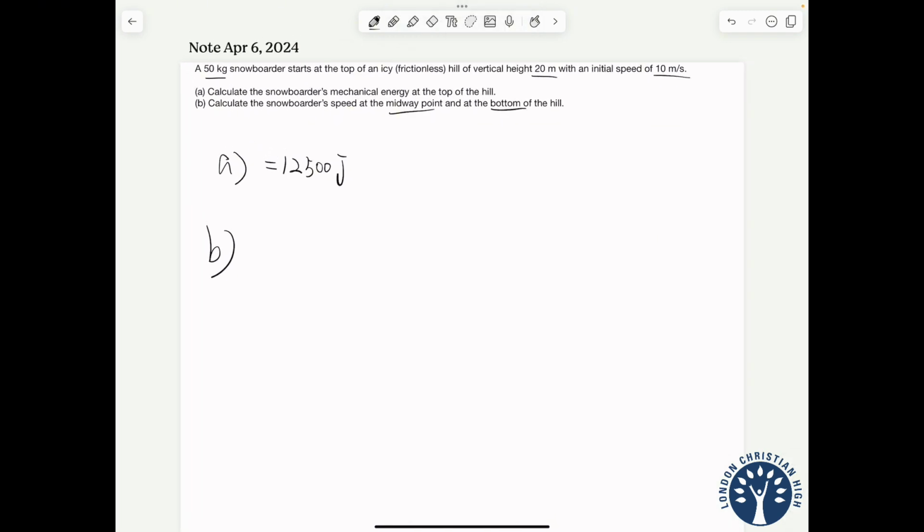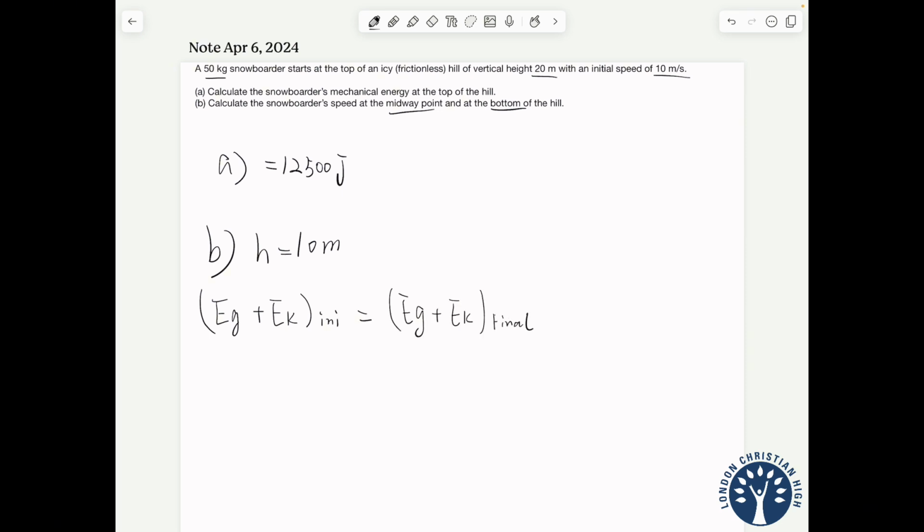For the second question, it's asking us to find the speed at the midway point and the bottom of the hill. Let's take a look at the midway point first. So when it's at the midway point, the height is 10 meters. And then we set up the equation, Eg plus Ek initial equals Eg plus Ek final. And of course, we already got our Eg plus Ek initial in question A. That's going to be 12,500. We just directly write it down on the left side.